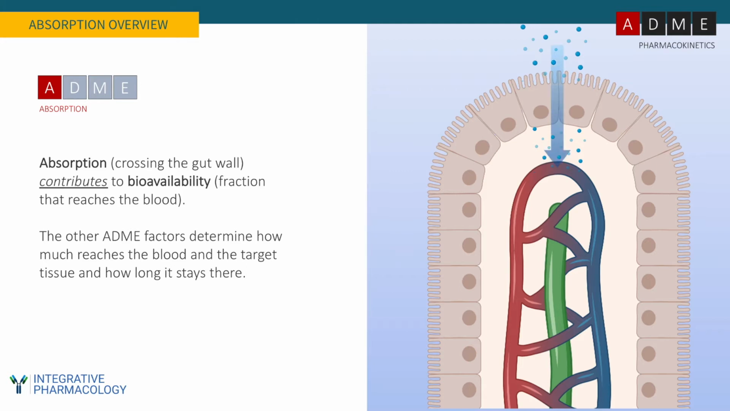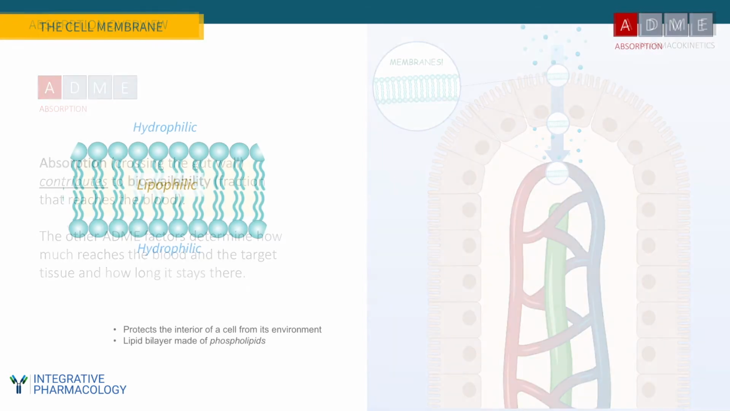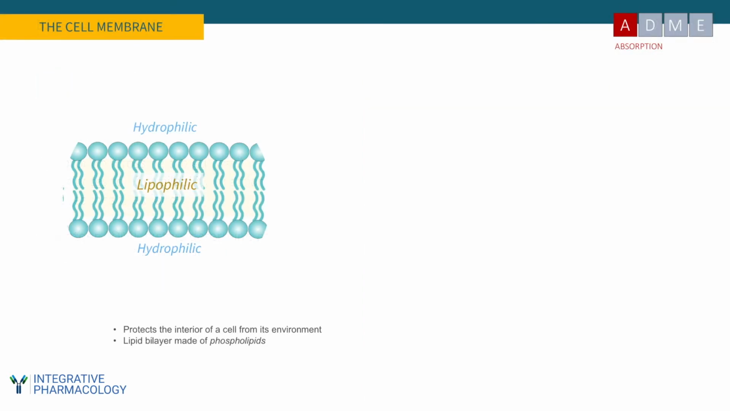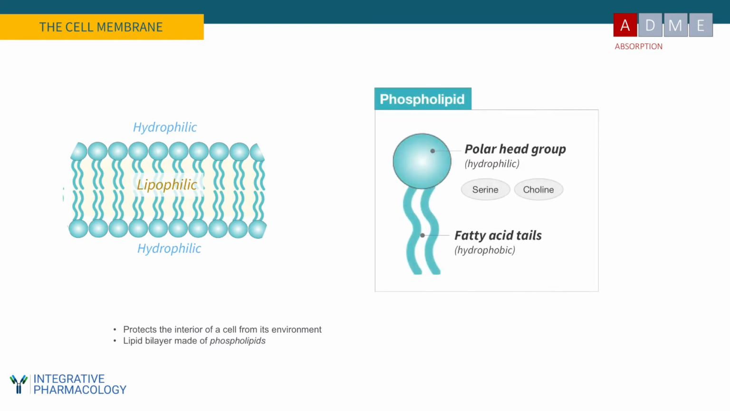You may remember from biology class that a cell membrane serves to protect the interior of a cell from its outside environment. Membranes are lipid bilayers that are made out of phospholipids. And phospholipids are ideally suited for this job because they have a polar head group that's hydrophilic or water-loving, and they have a fatty acid component that is hydrophobic or fat-loving.